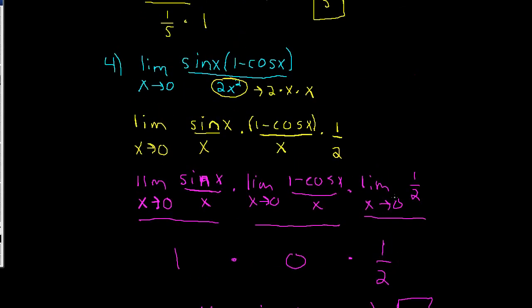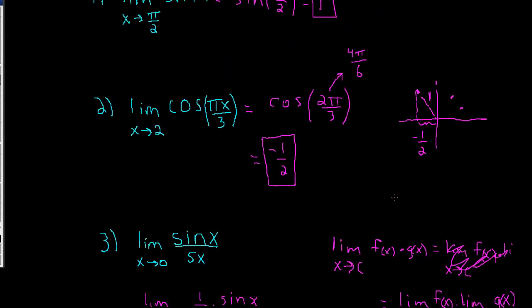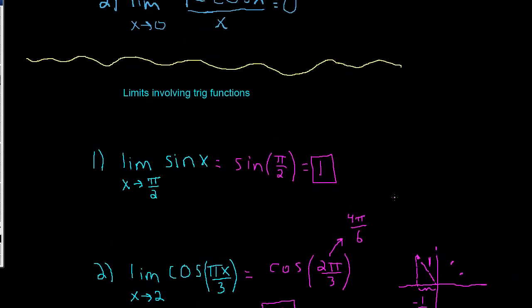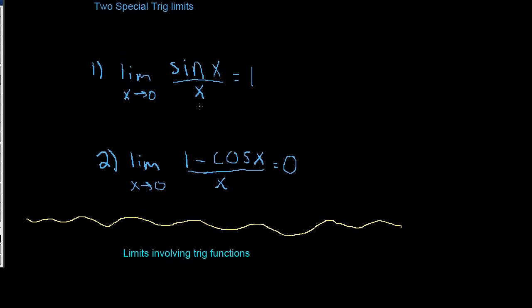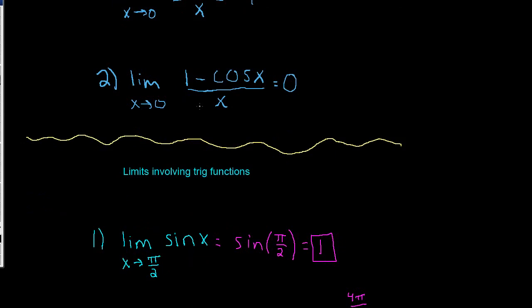So again, when I have a trig function and I can't use direct substitution, I try to look for these limits within my function that I might be able to pull out and evaluate independently. I hope that made sense. We'll look at some more examples in the next video.